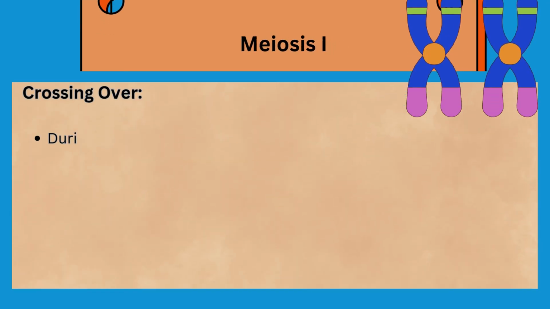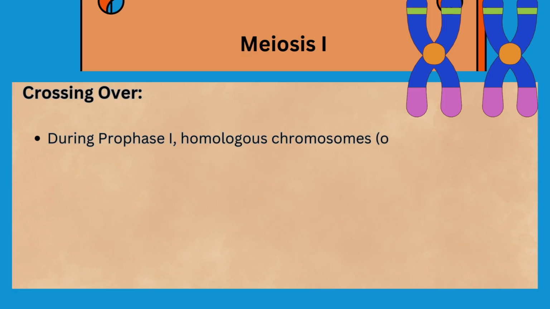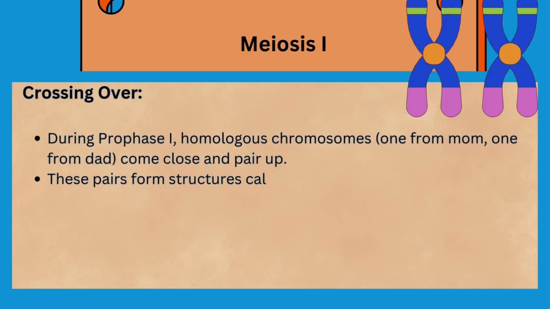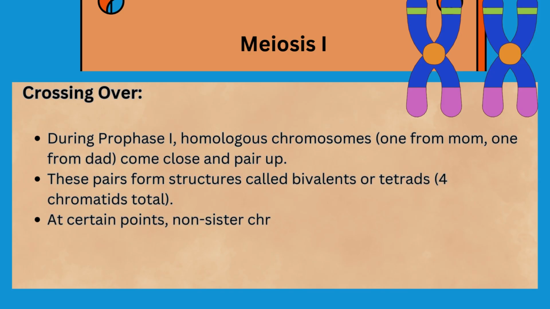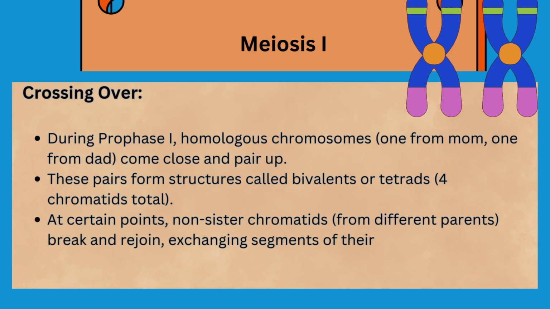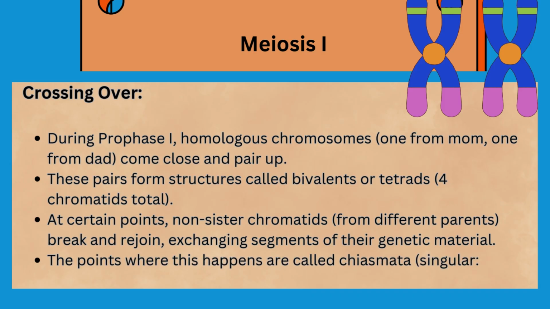Let's have a look at the process of crossing over. Homologous chromosomes line up point to point against each other and form pairs. Their centromeres are in the same position. This pairing process of homologous chromosomes is called synapsis. Each pair is called a bivalent.